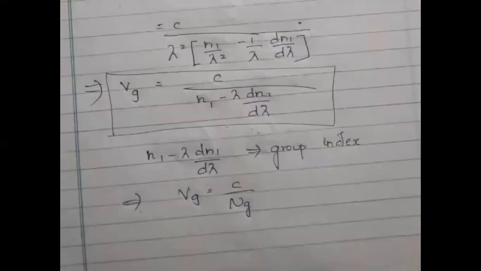So rearranging this expression, I'm multiplying this λ² towards here, so λ² gets cancelled. So we will get Vg equal to c divided by n1 minus λ dn1/dλ. So the whole term can be represented as Vg. This Vg is nothing but the group index value. I hope you understand the concept, right? Thank you, students.